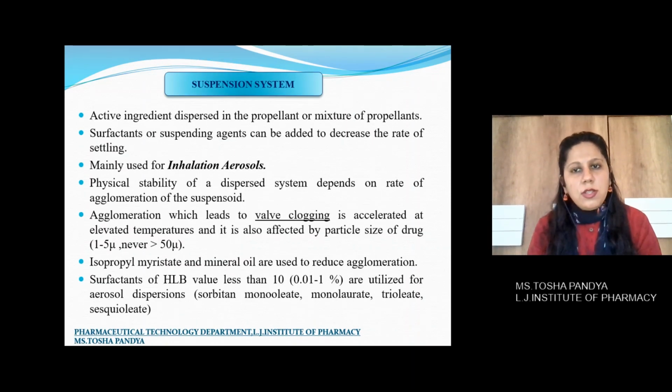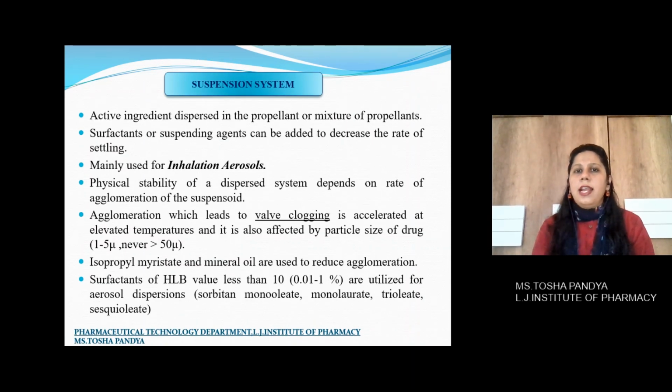The suspension system, as the name suggests, is a suspension or dispersion of solid particles in the liquid phase. Here the API is dispersed in propellant or a mixture of propellants. Like any other suspension system, here also surfactants or suspending agents can be added to lower the rate of settling. They are mainly used for inhalation aerosols.